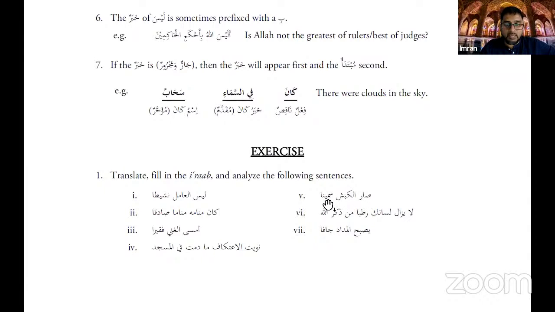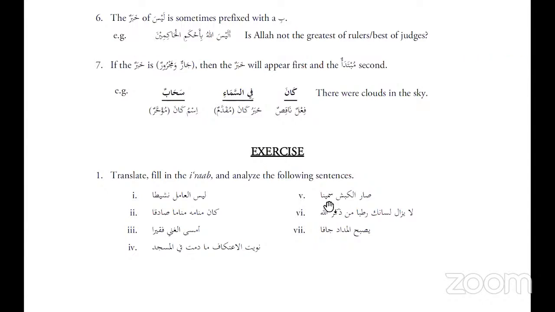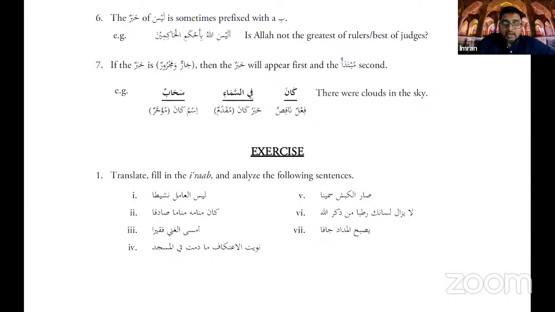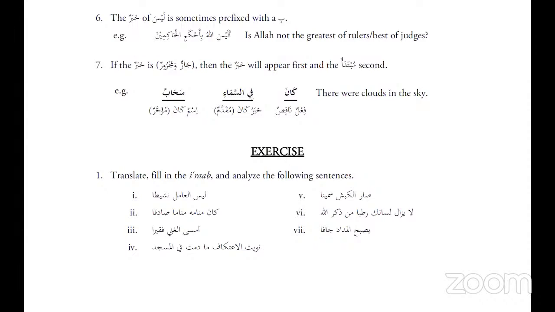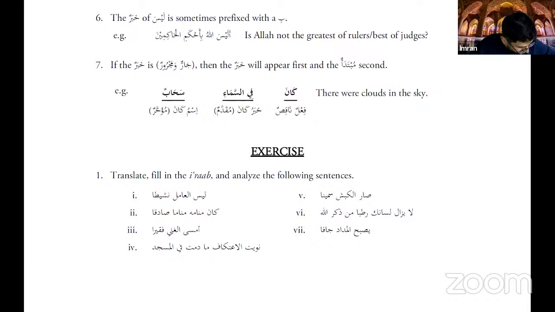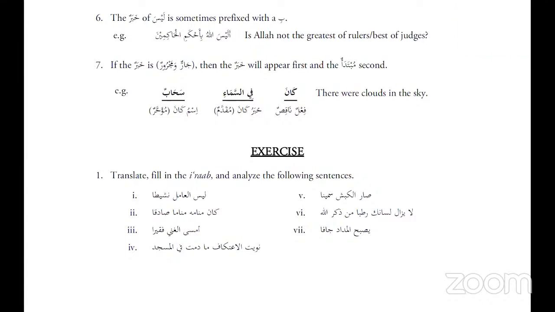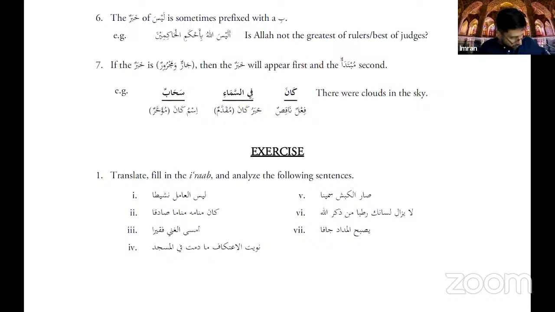Whenever there's a ya, always remember, the previous letter is kasra. And if it's a waw, it should be a dhamma. And if it's an alif, it should be a fatha. So, Sara al-Kabshu Saminan. The ram became fat. Saminan means it became quite fat. Kabshu, what is it? It means a ram. Ram, okay. Yes.